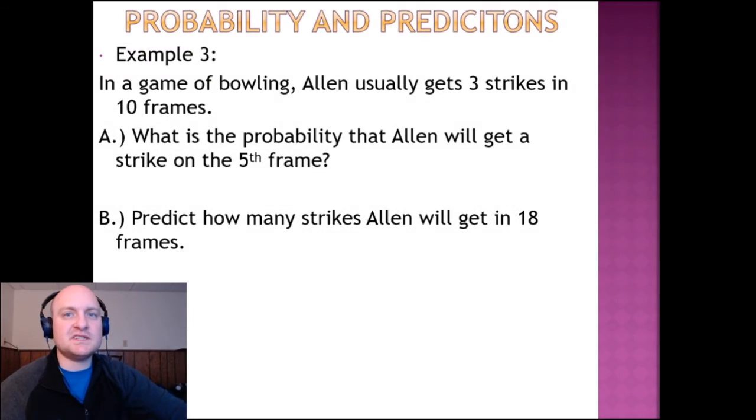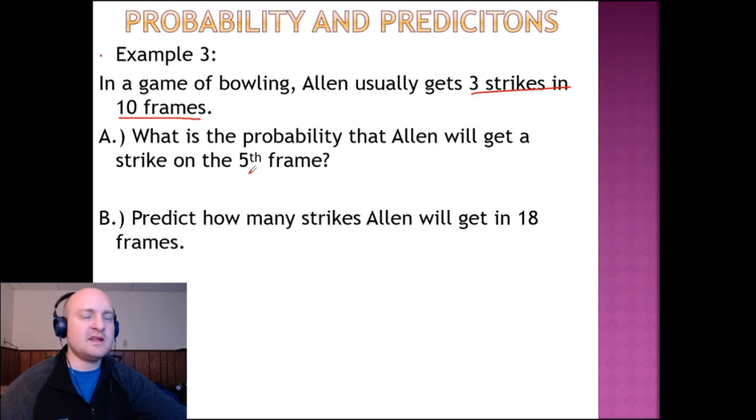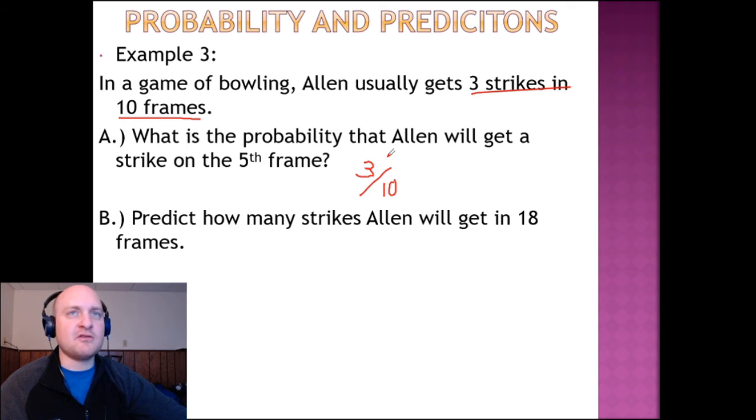Here we're going to use an existing probability that has already been established, 3 strikes in 10 frames, in order to solve problems and make predictions. What's the probability that Alan will get a strike on the 5th frame? Well, it's just 1 frame, just like any other frame that Alan has. His average probability is 3 strikes in 10 frames, so I'll make that probability 3 out of 10. That it's the 5th frame is actually just a distraction because it is 1 frame of the game.